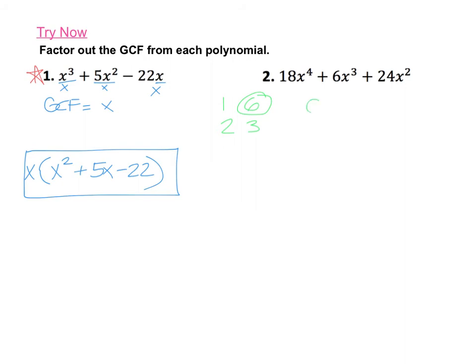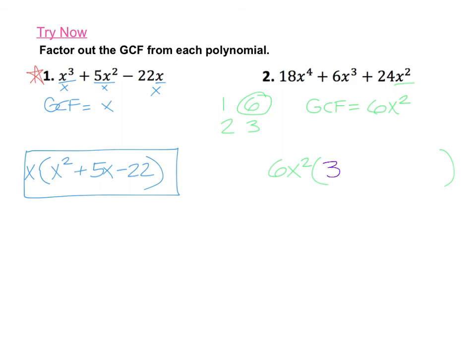For the variables, find the smallest exponent. So x to the second, and that's your greatest common factor. So now to figure out what's left over, think about multiplying in reverse. So if I have 6x squared as my greatest common factor, it has to multiply back to 18x to the fourth. Well, 6 times 3 makes 18. So we have a 3 left.